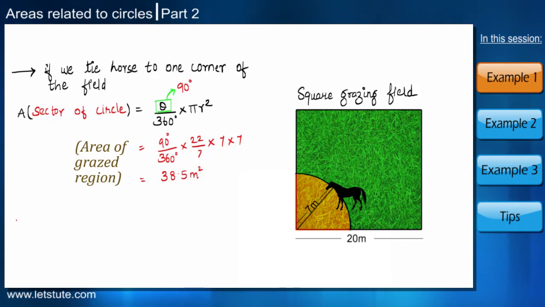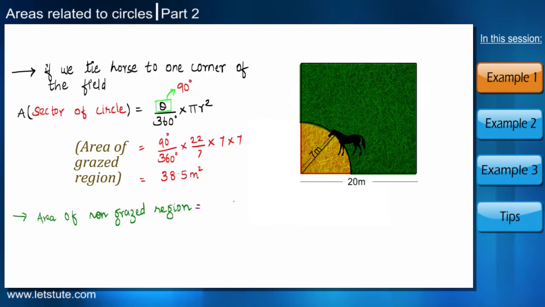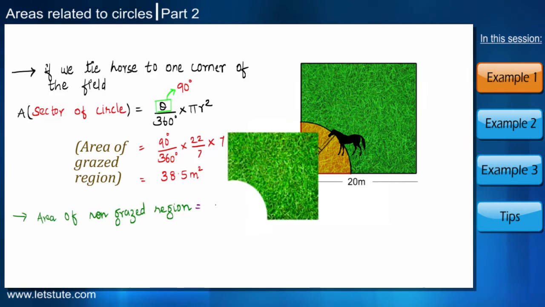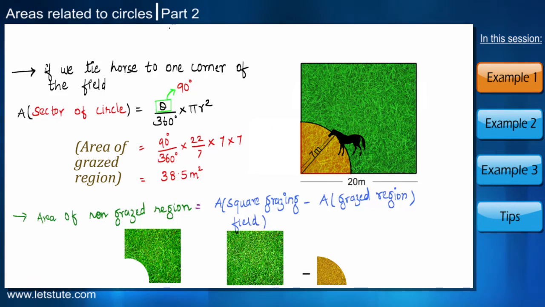Now suppose we want to calculate the area of the non-grazed region. We do not have any direct formula to calculate area of such kind of a shape. So here is what we can do. We can subtract the area of the grazed region from the square grazing field. And then we will obtain the area of the non-grazed region.